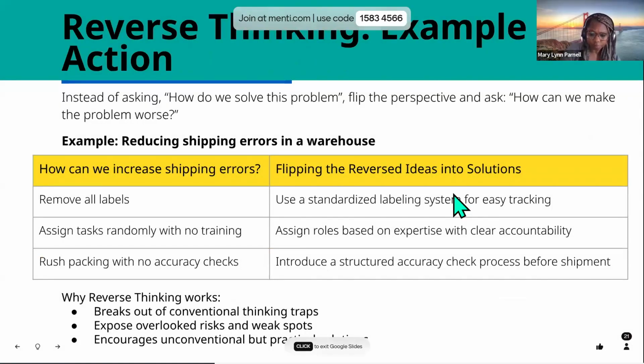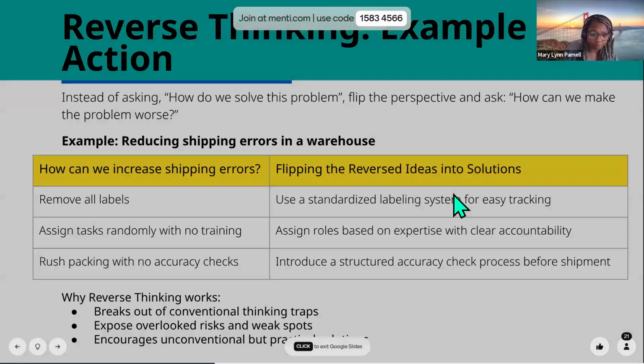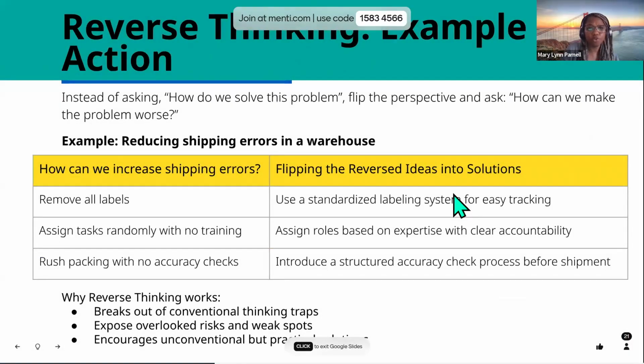If we're using, let me go back, if we're using the same example of reducing shipment errors in a warehouse, but now we want to implement reverse thinking. So how do we solve this problem? Instead of asking, how do we solve this problem, we're going to flip the perspective and ask, how do we make this problem worse? So if we're wanting to reduce errors in a warehouse, how can we increase shipping errors?